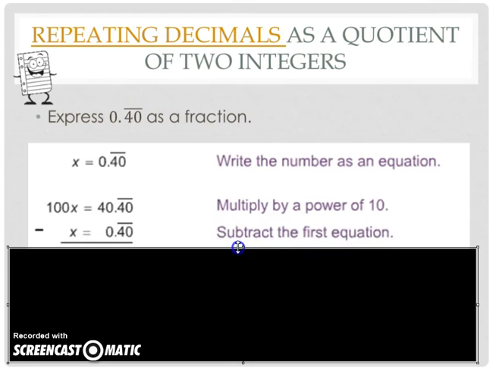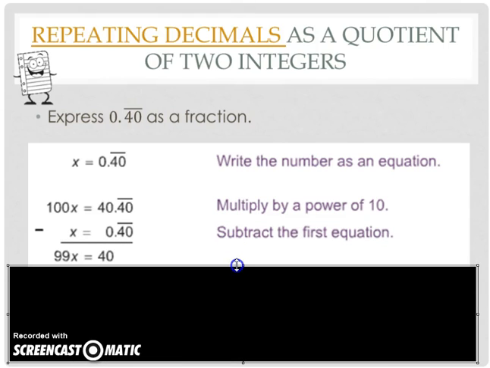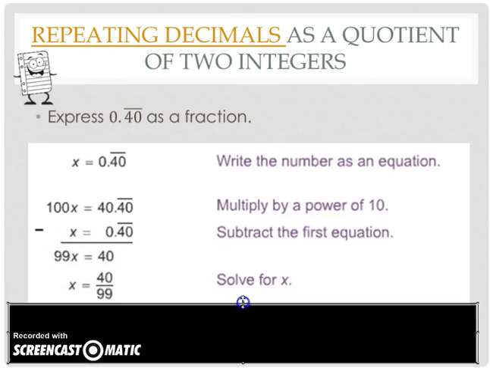The next step, you can set it up as a subtraction equation where you're subtracting that first equation from that multiplied equation. So 100x minus x gets you to 99x. And when you subtract 40.40 repeating minus 0.40 repeating, the repeating chunks are what subtract off. So this entire chunk subtracts off with this entire chunk, and you're left with just 40. The last step is to divide, so you get x by itself.